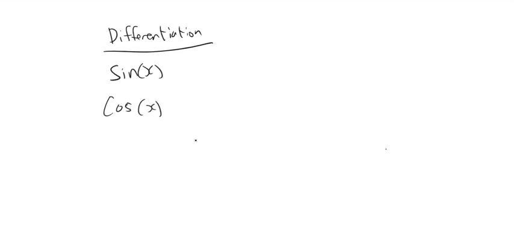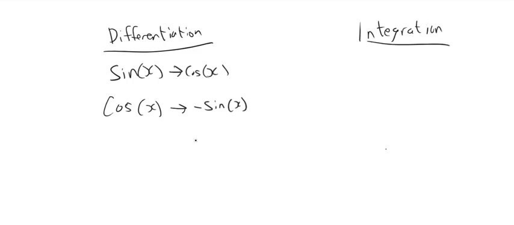So if I was differentiating sin x, that always went to cos x. And if I was differentiating cos x, that went to minus sin x. That was when we were differentiating. But we're not thinking of differentiating now. We're thinking of integration, so it'll work the opposite way around. So cos will actually go to sin, and minus sin goes to cos, so therefore sin will go to minus cos.